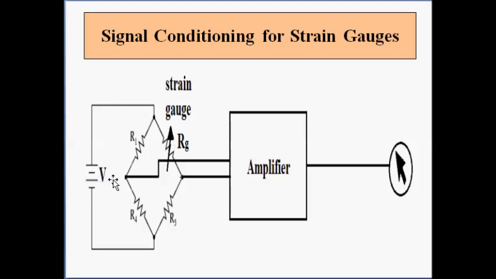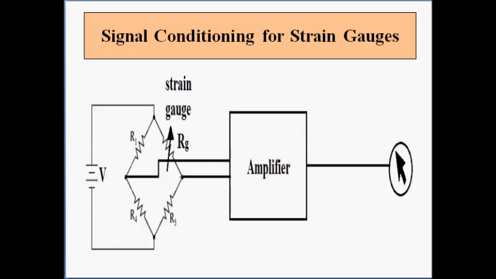So, across the opposite ends, the output voltage is taken, it is amplified and is given to a digital readout or a pointer scale indicator. So, basically Wheatstone bridge is used for signal conditioning. So, the resistance of the strain gauge forms one of the arms of the Wheatstone bridge.